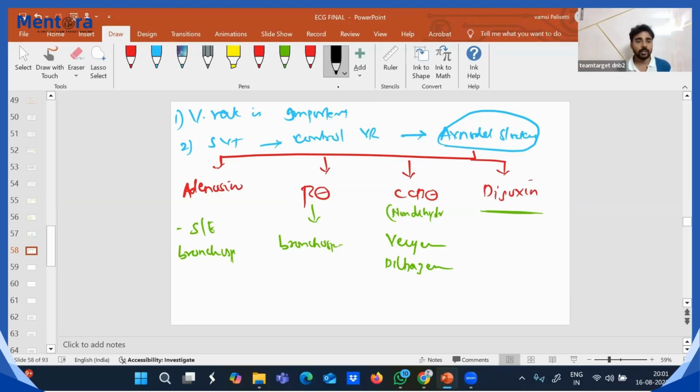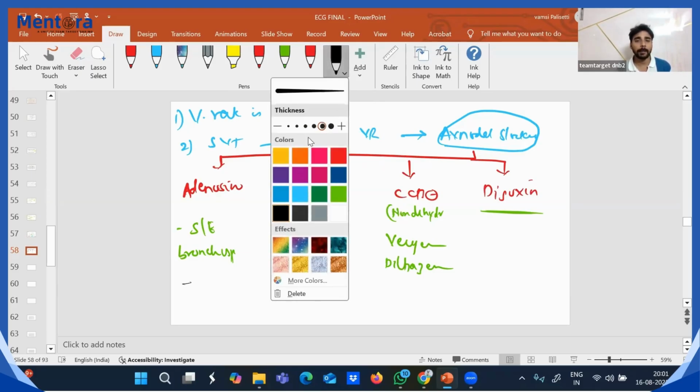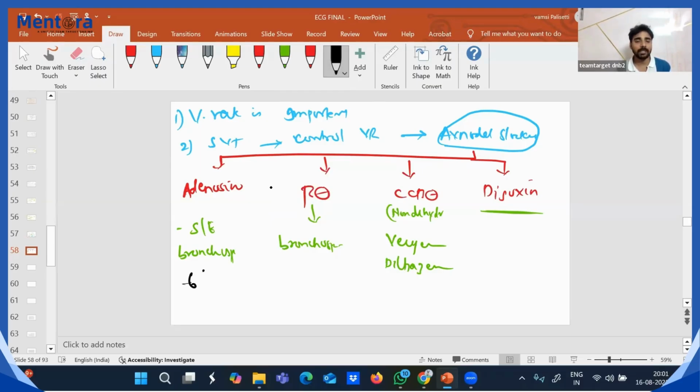Right. Adenosine we discussed already. The dose is 6 mg, 12 mg and 12 mg. We discussed: 6 mg not improving, 12 mg not improving, 12 mg. That's it, maximum dose. Beta blockers, mainly you are using metoprolol.